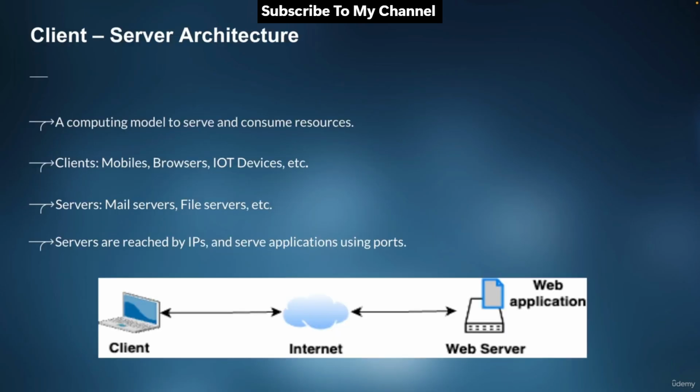The client-server architecture is a computing model to serve and consume web resources. In this model, clients, for example mobiles, laptops, IoT devices, etc., consume resources from applications hosted on remote servers. In order for the client to fetch the web application, an HTTP request must be made to the server using its IP address. The web server listens and serves the application through a port.